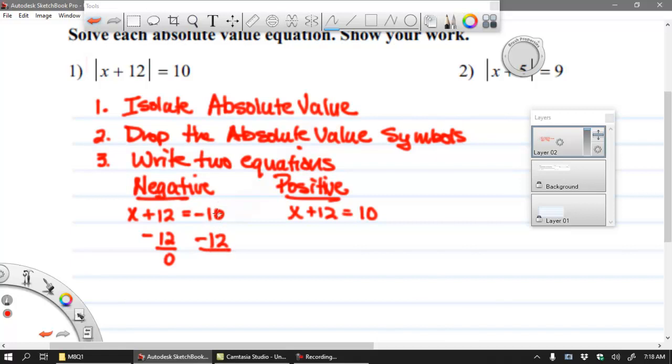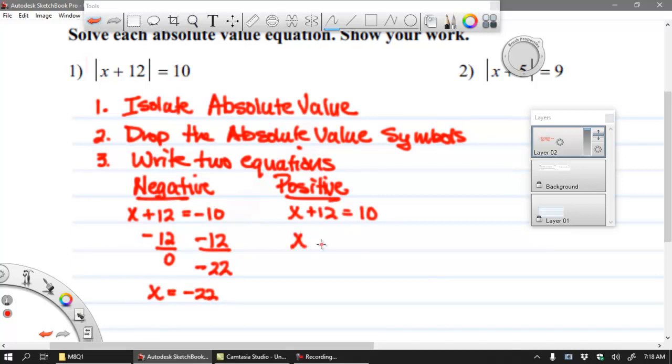Rules of integer algebra say if they're the same sign and I'm adding, I add the two together and keep the sign, so that'll be a -22. So my first solution is x equals -22. So that's the negative side of the absolute value. Now we'll do the positive side.